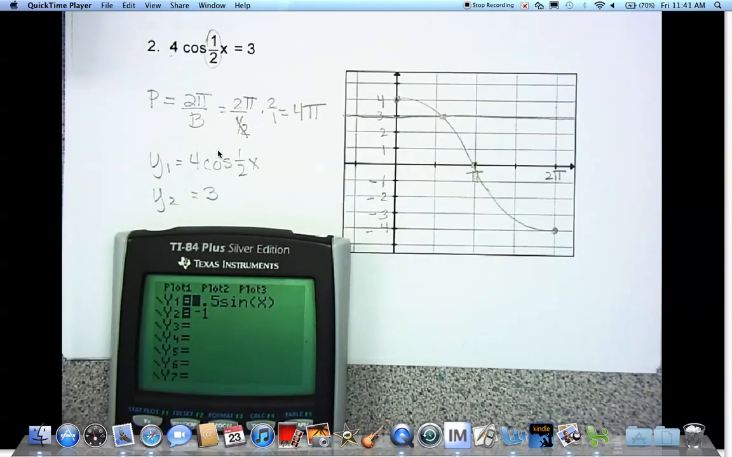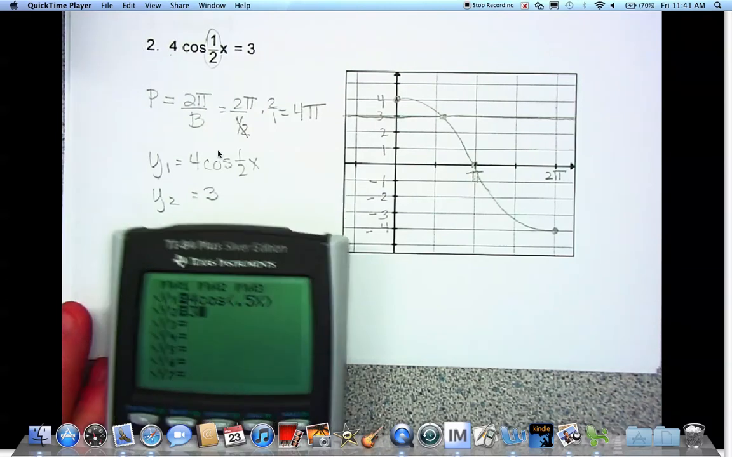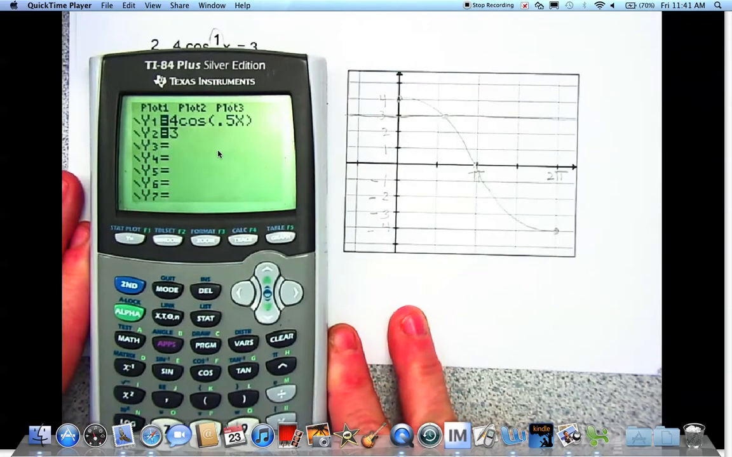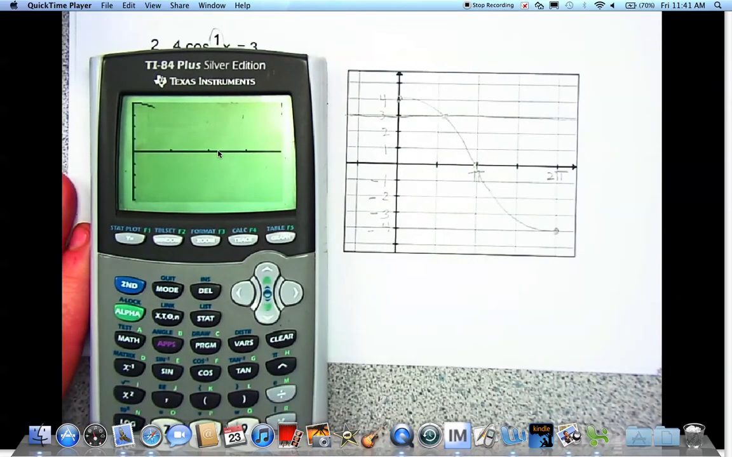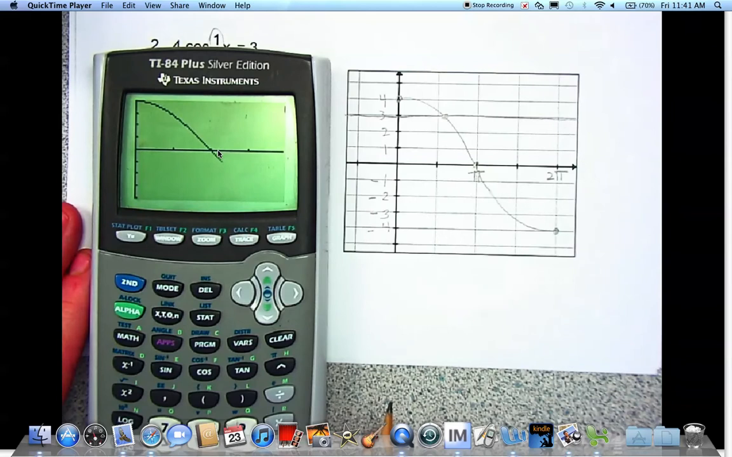Are we okay with what we've done so far? Should we just put 0.5 instead of 1/2? You could put 0.5. You have to put x over 2 for 1/2 x, but just put 0.5. That makes it simple. Put it in parentheses. It should still be on the correct window. You just have to graph it.